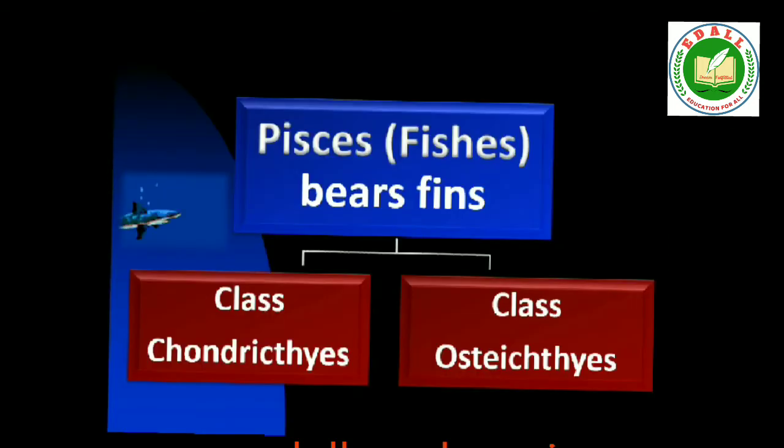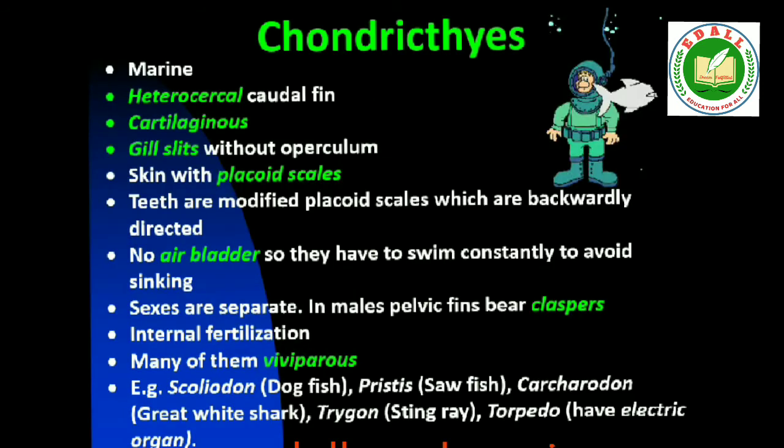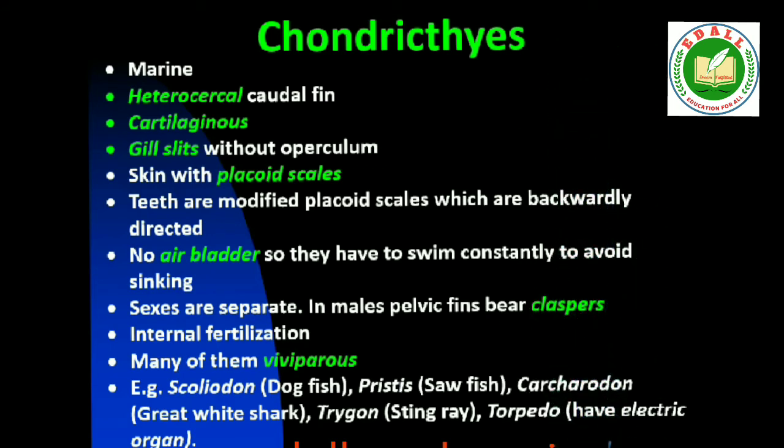Second is class Chondrichthyes. They are marine animals with streamlined body and have cartilaginous endoskeleton. Mouth is located ventrally. Notochord is persistent throughout life. Gill slits are separate and without operculum, gill cover. The skin is tough, containing minute placoid scales. Teeth are modified placoid scales which are backwardly directed. Their jaws are very powerful.